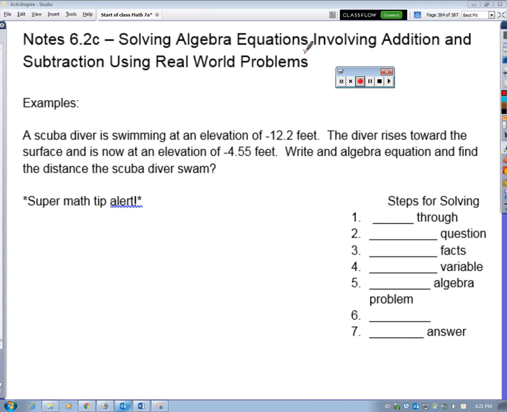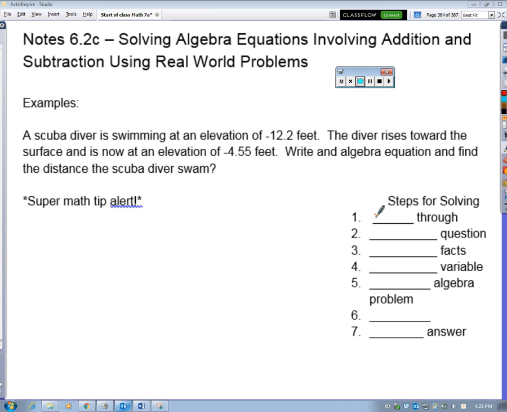They're going to have addition and subtraction, just like we've done, but this time they're going to be in real-world problems. So what we want to do is take a real-world problem like this, write an algebra equation, and then solve it, just like we have been doing. Okay, and I have some steps here for you. Let's jump right in. We'll read through these steps and figure out how exactly we're going to set these up and solve them.